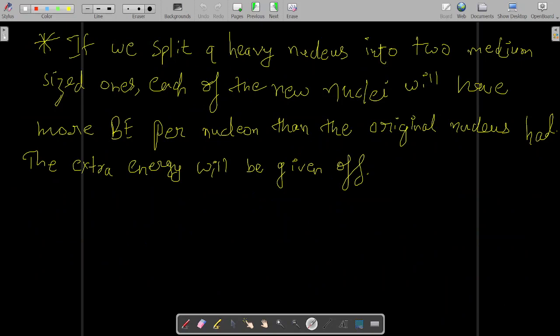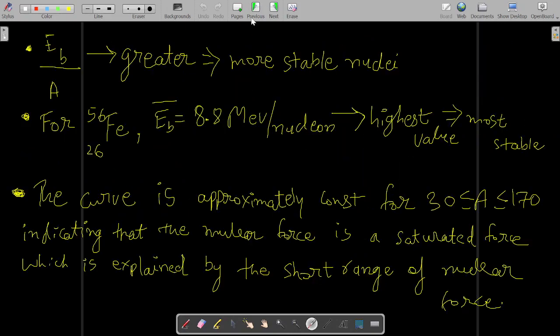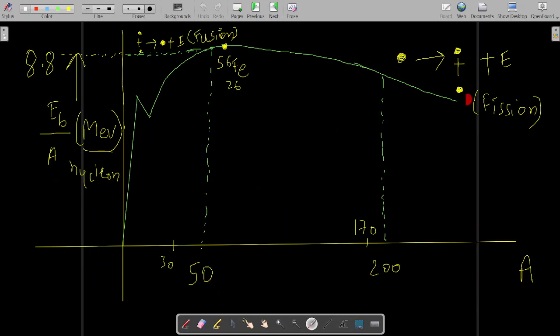If we split a heavy nucleus into two medium-sized ones, each of the two nuclei will have more binding energy per nucleon than the original nucleus had. The extra energy will be given off. Now let us understand this. If we break a heavy nucleus over here, if it undergoes fission, then it will be in the form of two smaller nuclei, and these two smaller nuclei will lie somewhere over here.